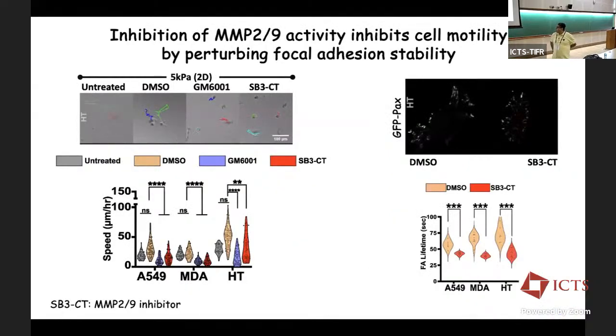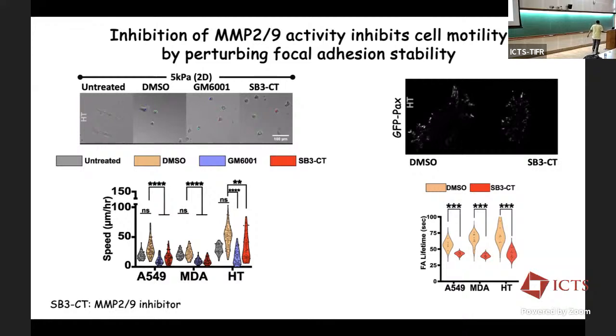So what you are looking at are just time-lapse images of cells on a stiff gel, where cells typically migrate a lot, in the presence of GM6001, which was the previous case, and now SB3CT, which specifically inhibits only MMP2 and MMP9, not the other MMPs. And you see that SB3CT phenocopies whatever effects we had observed with GM6001, suggesting that these defects are attributed primarily to MMP2 or 9, right?